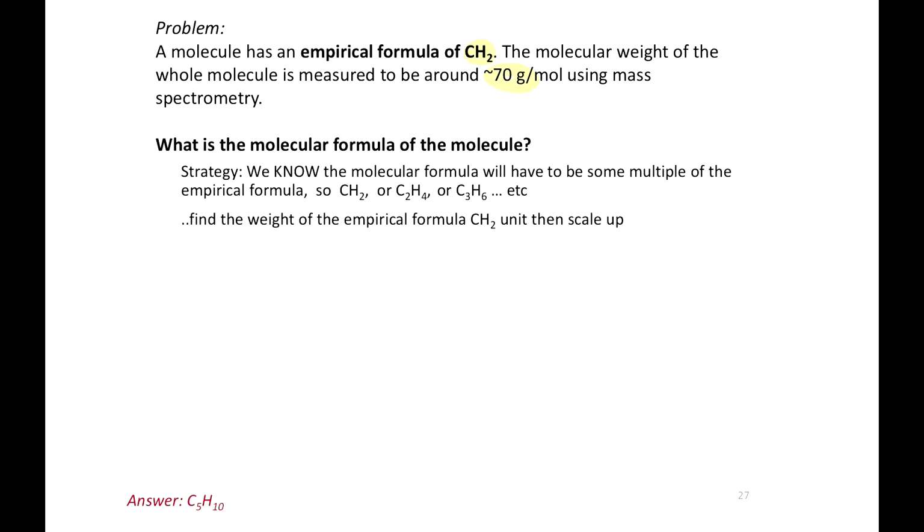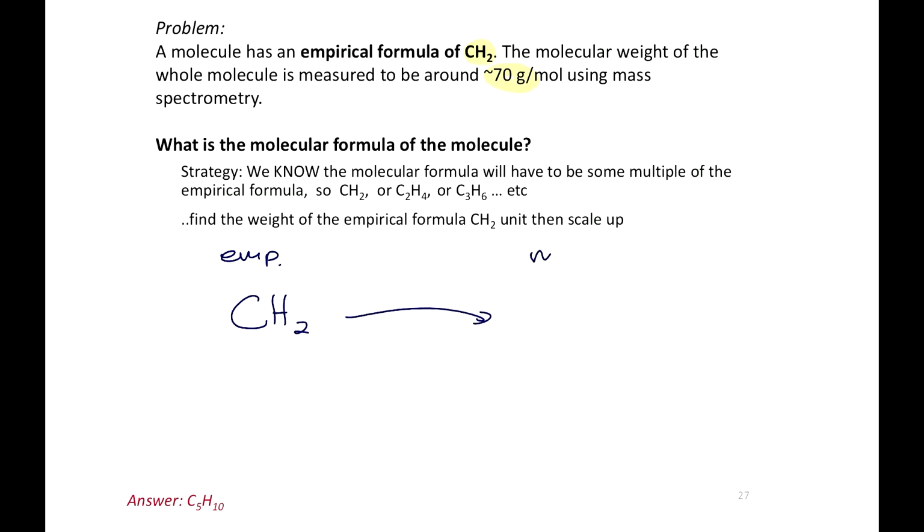If we understand empirical formulas, we understand that the empirical formula is the simplest ratio. So the molecular formula has to be some multiple of that, right? We know that the molecular formula has to be like CH2 or C2H4 or C3H6. We just need to figure out which one. So what I'm going to do, all right, I know that the empirical formula is CH2.